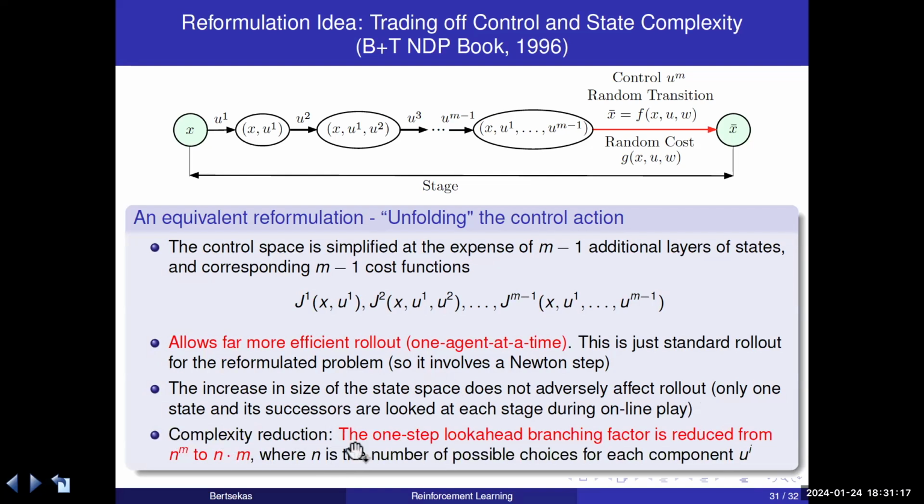And if you do a complexity calculation, the one-step look-ahead branching factor is reduced from n to the m, okay, to n times m, where n is the number of possible controls for each component. So at every step, you have a branching of n at m steps, so m steps at every state, and that amounts to n times m complexity of calculations, and a huge reduction from an exponential complexity of n to the m.